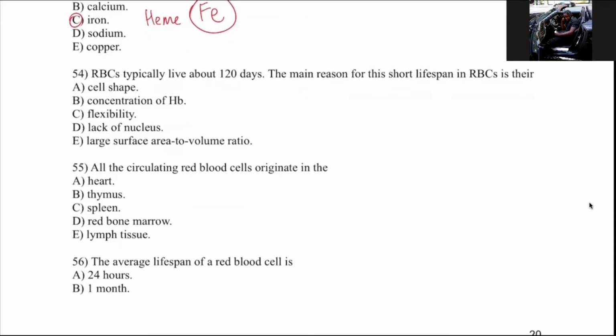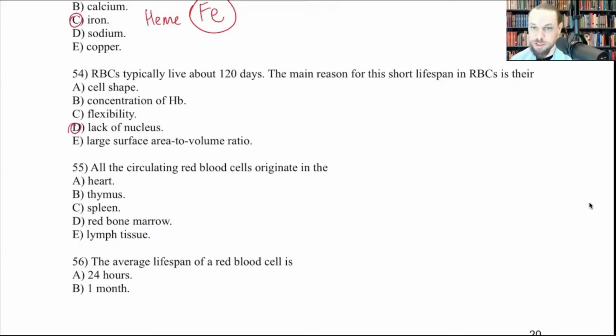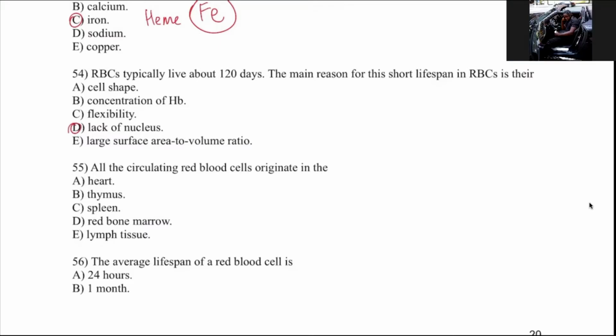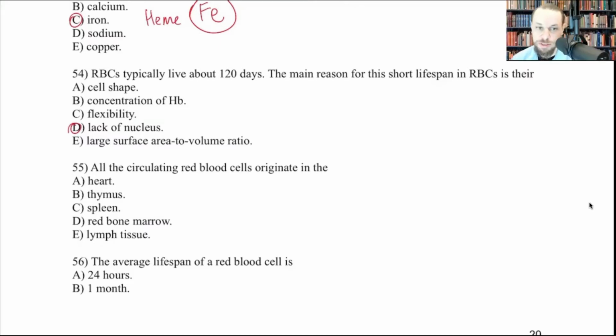RBCs typically live about 120 days. The main reason for this short lifespan in the RBCs is their... D. Yeah, lack of nucleus. Red blood cells are cells that don't have a nucleus, and also, right, they lack mitochondria. Because of that, their lifespan is 120 days, and because they lack mitochondria, they can only do anaerobic glycolysis. They cannot transport the rest of it to the electron transport chain. For their metabolic needs, that's all they need. So lack of nucleus, lack of mitochondria, which you want to remember about RBCs.